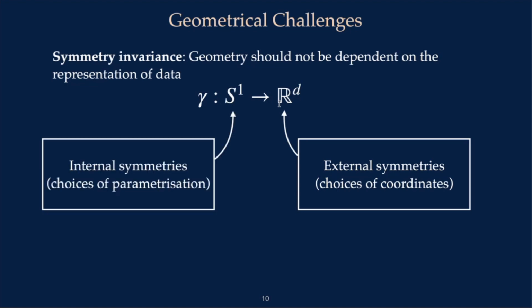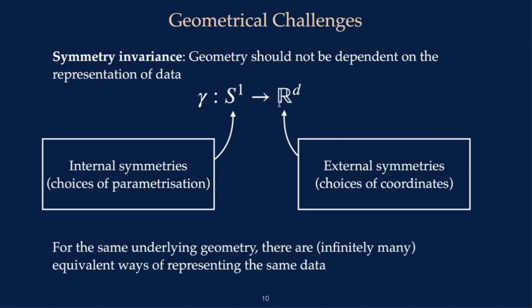There's also another form of symmetry, which is the internal symmetry, the choice of how we parametrize our curve with this map gamma. And for the same underlying geometry, there are infinitely many equivalent ways of representing the same data.